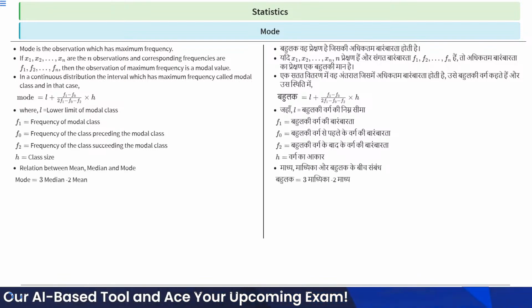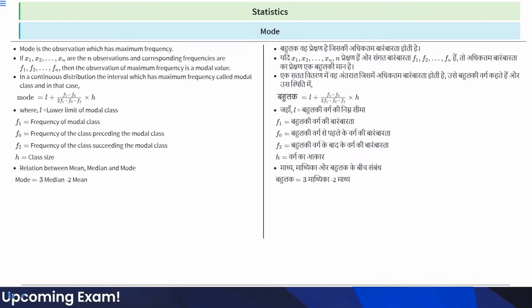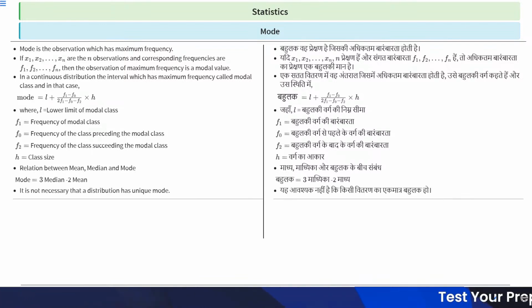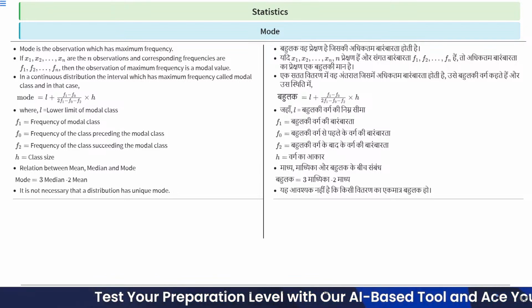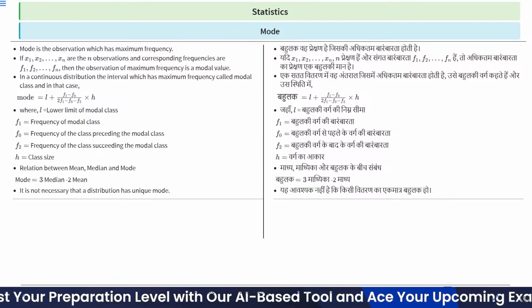Now relation between mean, median and mode. Mode is equal to 3 median minus 2 mean, right? Mode is equal to 3 median minus 2 mean. You have to remember this. It is not necessary that a distribution has a unique mode, right?